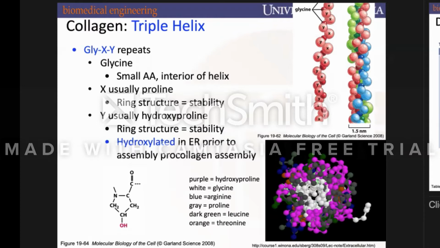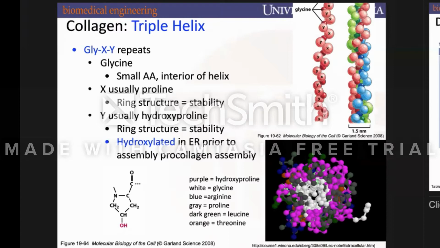And Y is oftentimes hydroxyproline. It's called hydroxyproline because here you can see the structure of the proline amino acid, where the side chain at the alpha carbon kinks back up, but it's called hydroxyproline because it's hydroxylated here in the rough ER. That's oftentimes prior to the procollagen assembly. And this hydroxylation is really important because hydroxyproline is unique to collagen.